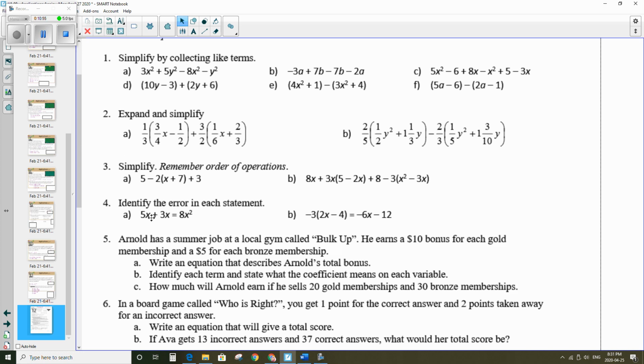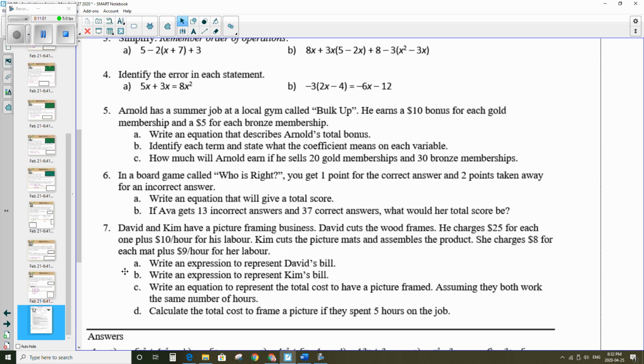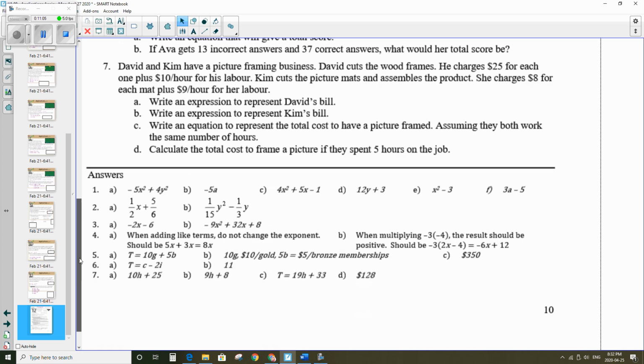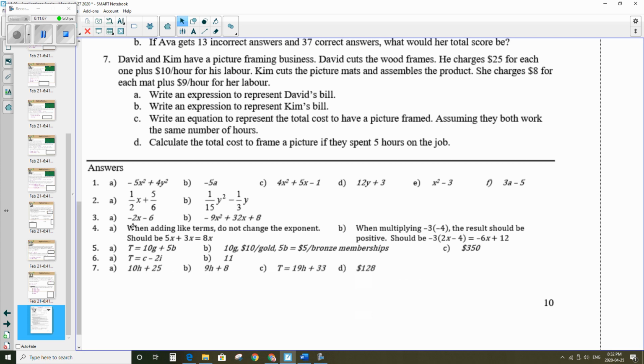A couple more simplifying questions. This one has finding the error in the statement, and then 5, 6, and 7 are going to be your word problems that you're going to try. Answers are at the bottom as always. Make sure that you're showing your work. I'm sending some of the work back that I'm receiving if you're not showing your work. Don't just write down the final answer.